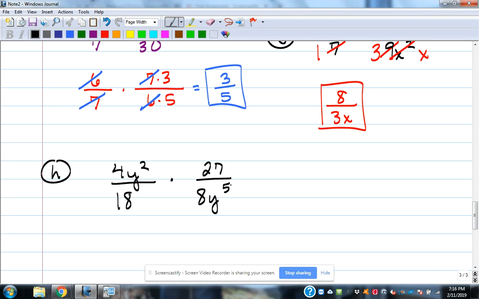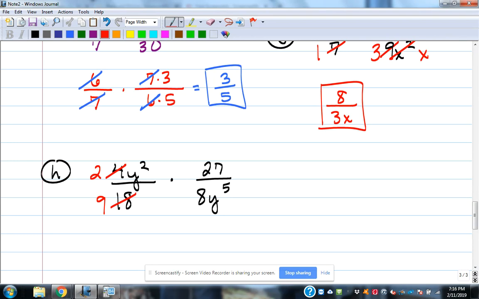So again, we're going to look vertically, then diagonally. Okay, it doesn't matter which order you do that in. I just like to do vertically first. 2y squared over 9. Okay, because 4 and 18 are both divisible by 2. So we could simplify vertically there with the 4 and the 18. 2, and this becomes a 9. What about this other fraction? Can it be done vertically? 27 and 8. No, nothing goes into both of those.